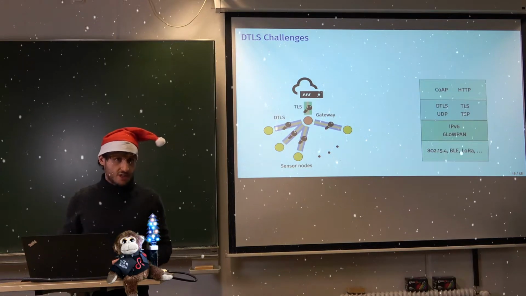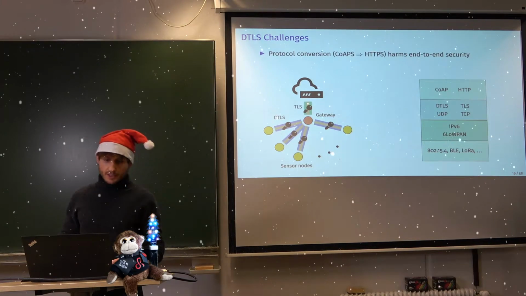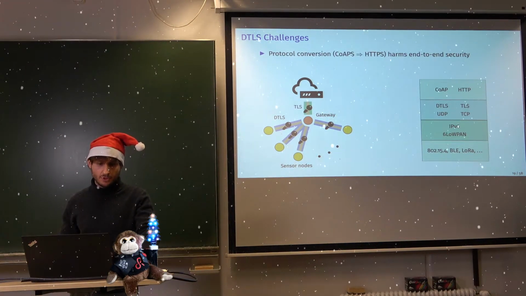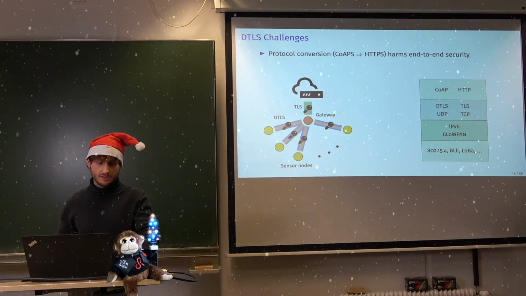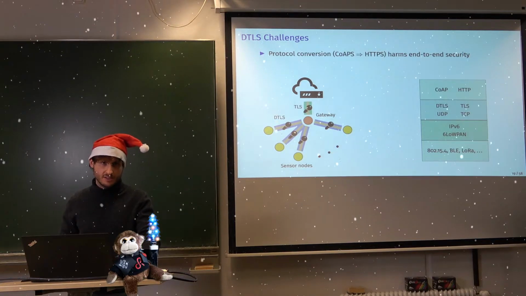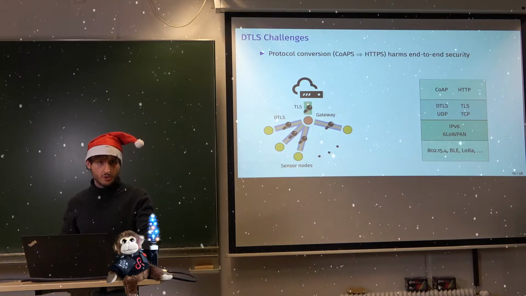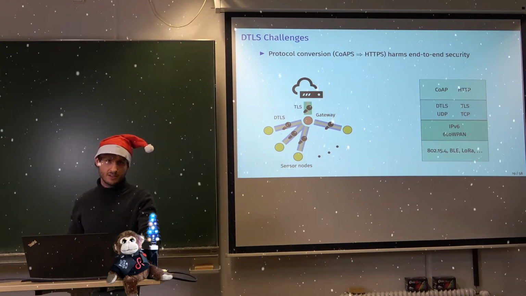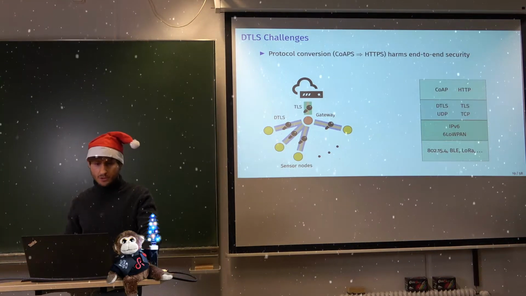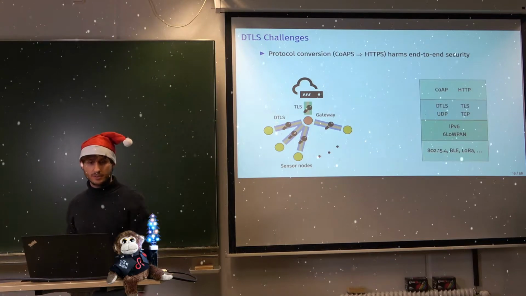There are, however, a few challenges for these kinds of setups. One of those is protocol conversion. Like I showed you in the picture before, we have gateways that speak TLS to the cloud and DTLS to the IoT devices. So specifically these gateways have two security endpoints, which means that messages between these endpoints inside the gateway are unprotected. So there's actually no end-to-end security that reaches from a sensor node to the cloud.